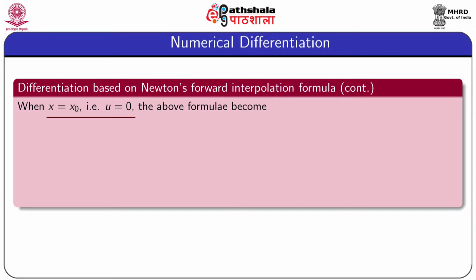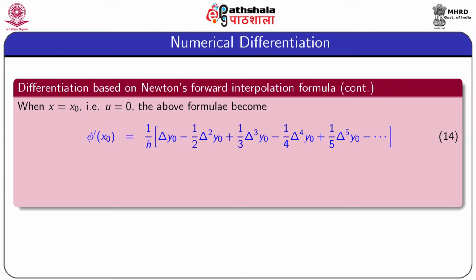When x equal to x0, that means when u equal to 0, then by definition of u should be 0. The above formulae become phi prime x0 equal to 1 by h [delta y0 minus 1 by 2 delta 2 y0 plus 1/3 delta 3 y0] and so on.